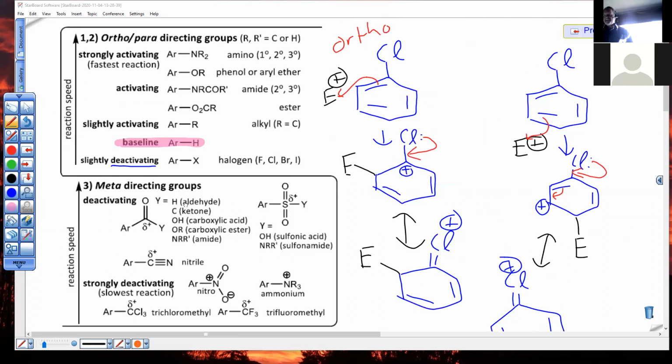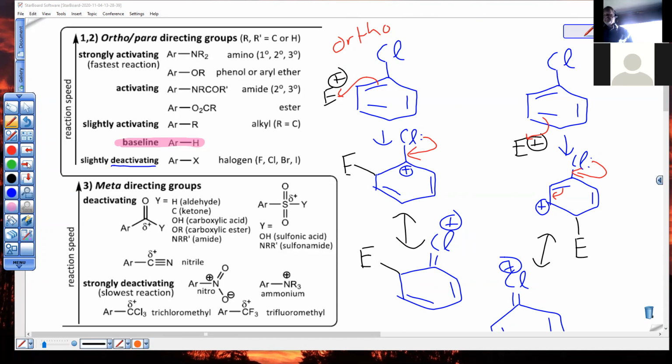Now, you've got a list, the most important list in the chapter. And it says, these are activators and these are deactivators. The easy scenario is when you have an activator and a deactivator, which is our situation on our last page. The activator takes over. It's like the other guy is not even there. We want to take advantage of the activator's ability to stabilize a carbocation. And you can only do that by putting the third group ortho or para to the activator. And then you ignore the other group.